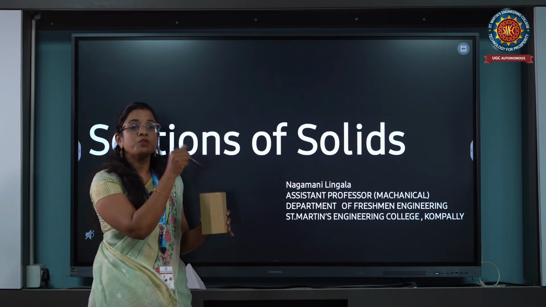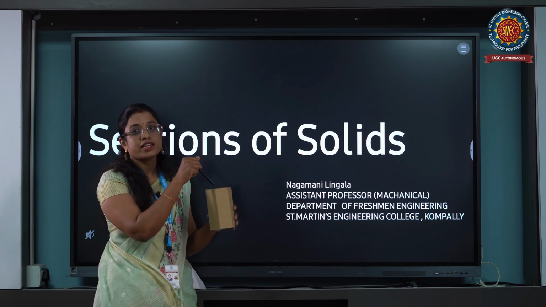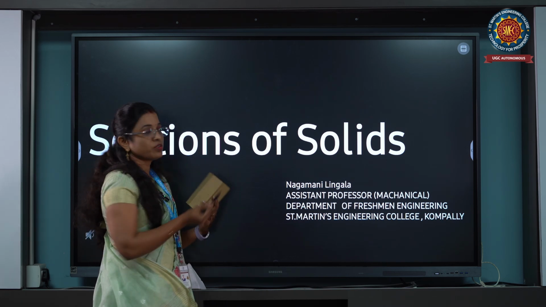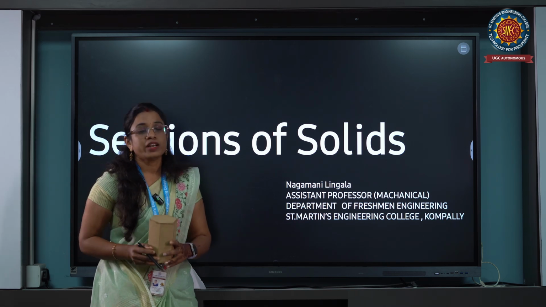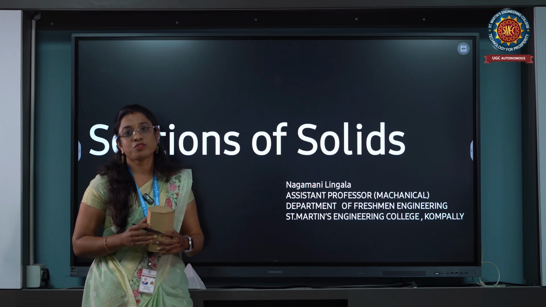First we need to draw the true shape of the prism, that is a hexagon. Then we need to draw the front view using projection lines. But here my topic is sections of solids.